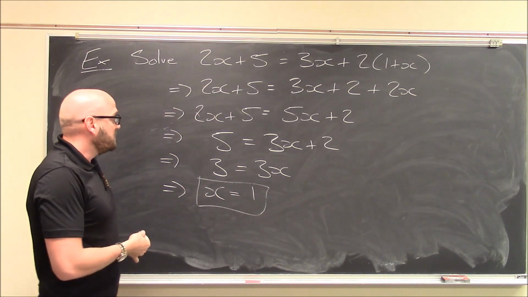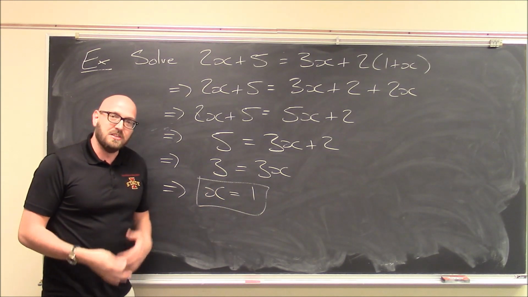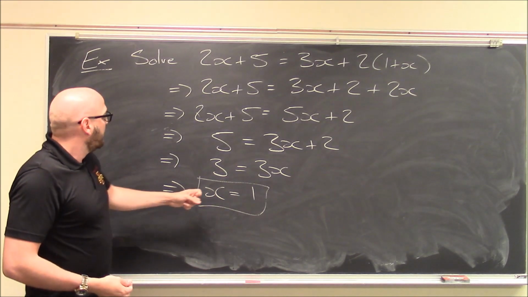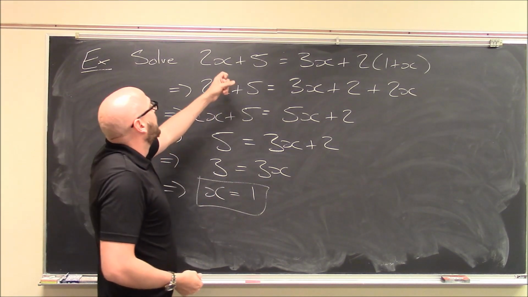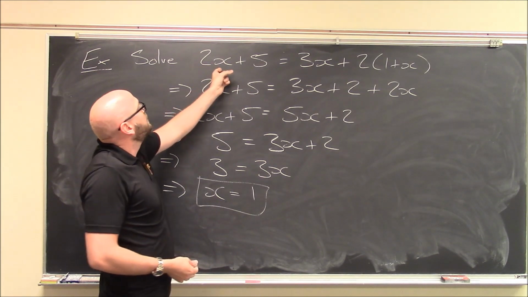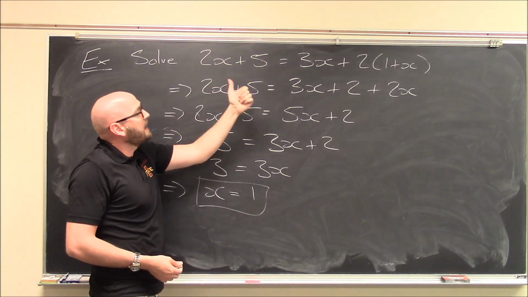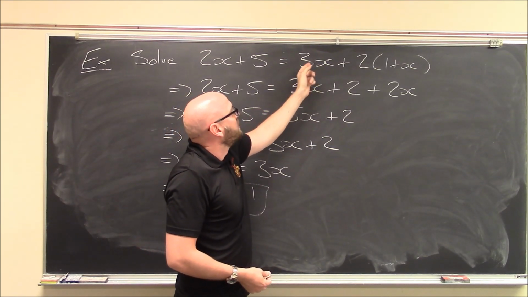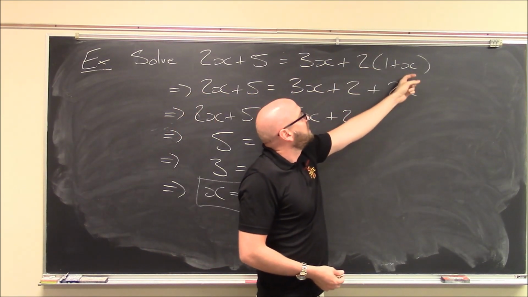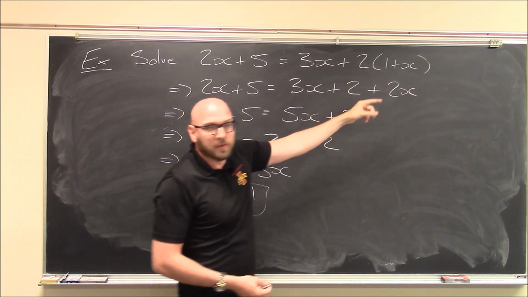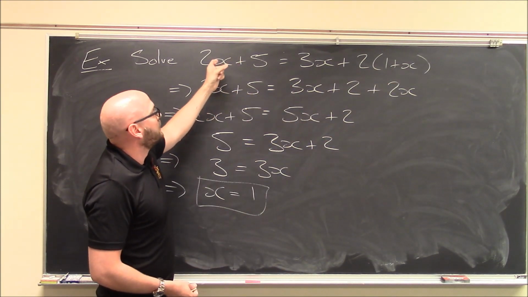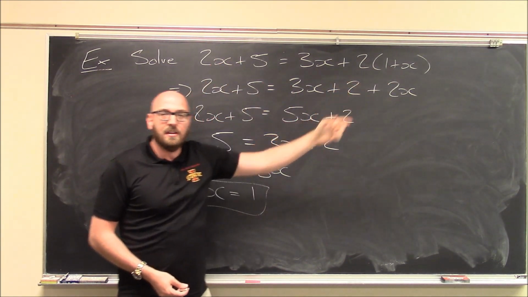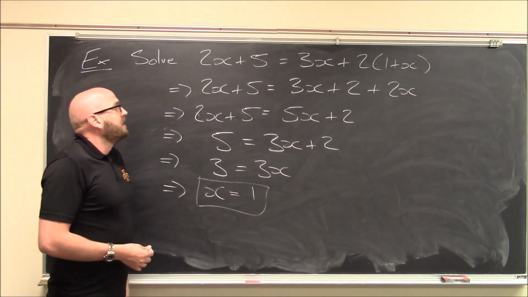And as always, you can check this. This is the nice thing about solving equations, is you can always check if you're right. Just take x equals 1 and plug it in up here. We've got 2 times 1 is 2, plus 5 is 7. 7 on the left is equal to 3 times 1, which is 3, plus 2 times 2, which is 4. 3 plus 4 is 7. So indeed, if x equals 1, we have 7 equals 7, which is a true expression. So we've solved the equation.